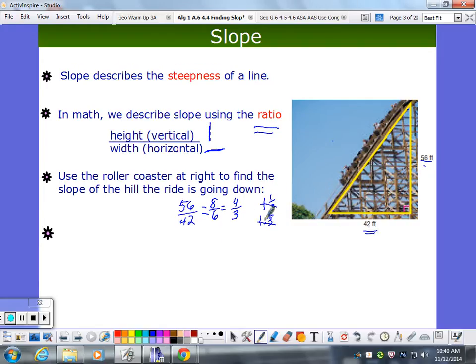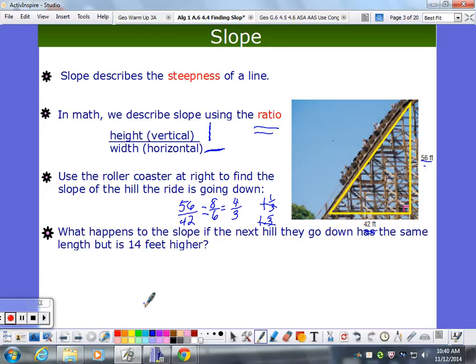It's hard to see it here. My ratio is, for every 4 units up, I go 3 units right. Every 4 units up, I go 3 units right. So that's the slope, okay? That's the number I'm assigning for this particular steepness.